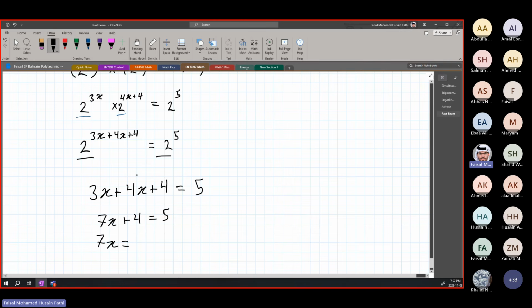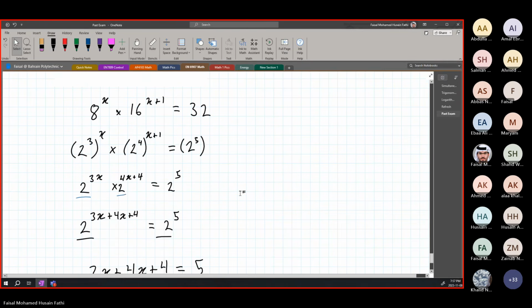7x is equal to 5 minus 4, which is 1. x is equal to 1 over 7. Okay? Easy?